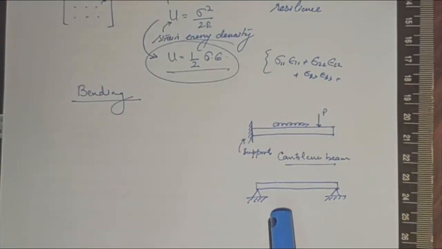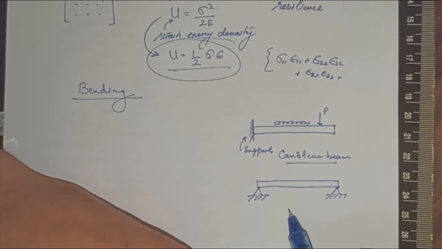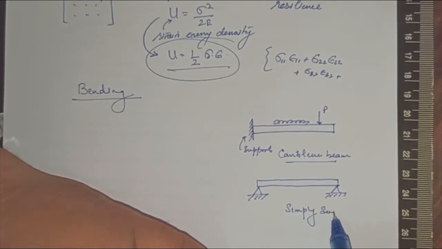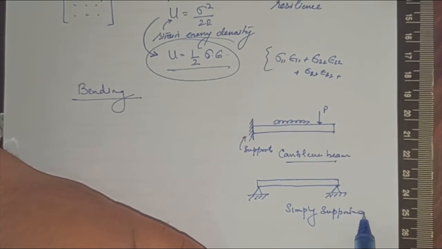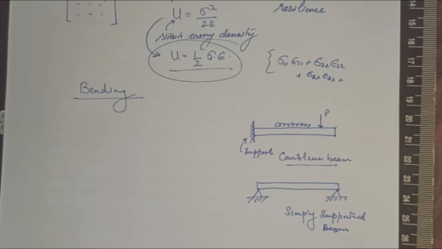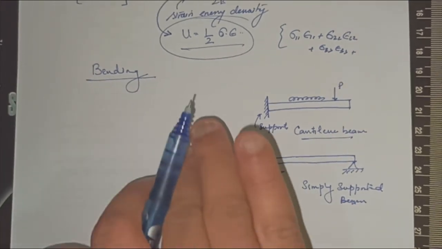So this also happens in most of the railway lines, bridges. You have seen this type of beam is called a simply supported beam. There are other beams also, overhang beam and so on, but for now we are not discussing all these things.